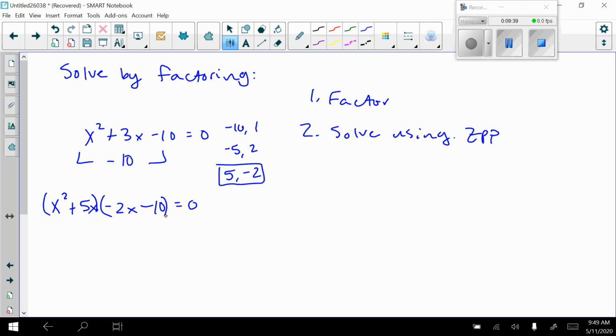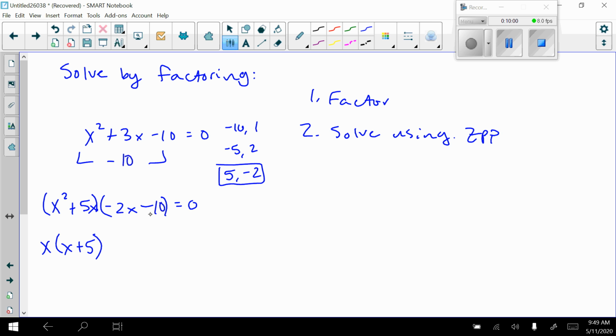So I'm going to split this polynomial into two halves. I'm going to look at the first half and say, is there a GCF I can take out of that? Well, there's no number I could pull out, but they both have an x. So I know I could factor an x out of this. X squared divided by x is x. 5x divided by x is plus 5. So there's that one. And now I'm going to do the same thing over here.